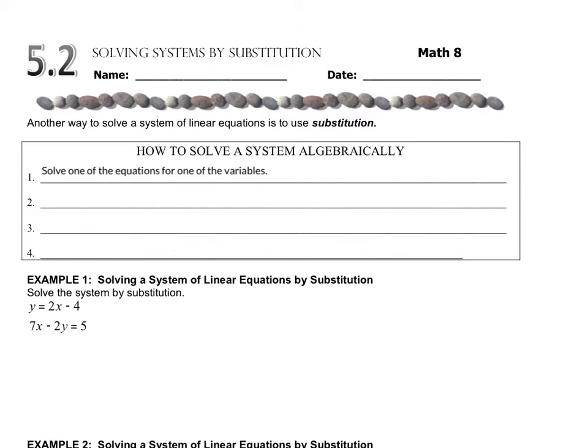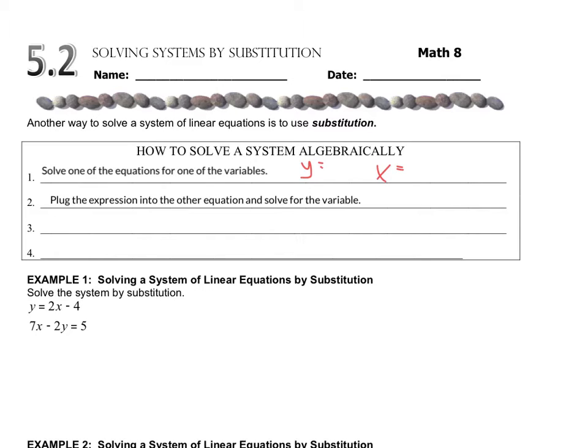So step one, you're going to solve one of the equations for one of the variables. Basically that means you're going to make one of your equations y equals or x equals. It doesn't really matter which one you choose or which variable you choose, but you're going to solve one of the equations for one of the variables. Then the second step, you're going to take the expression that you just solved for and plug it into the other equation so that you now only have one variable, and then you're going to solve for that remaining variable.